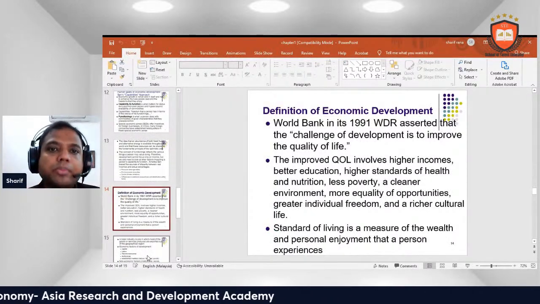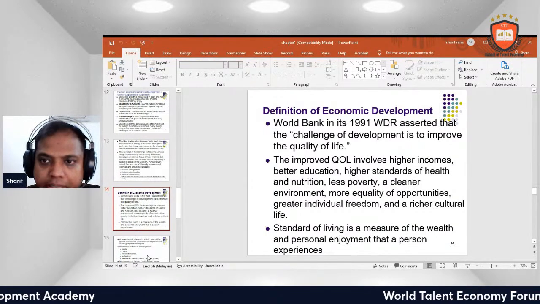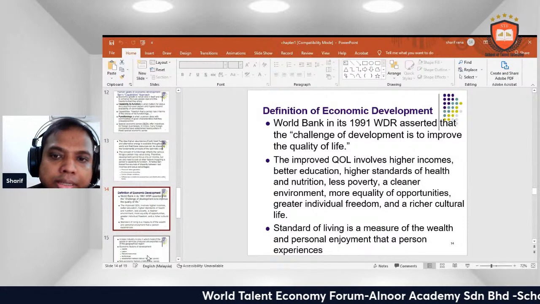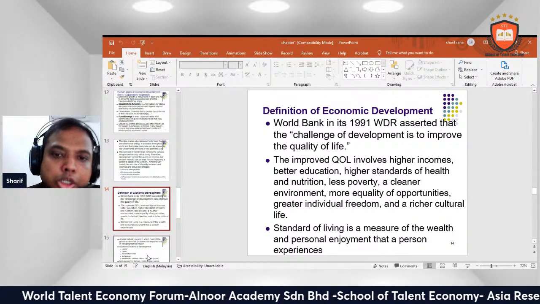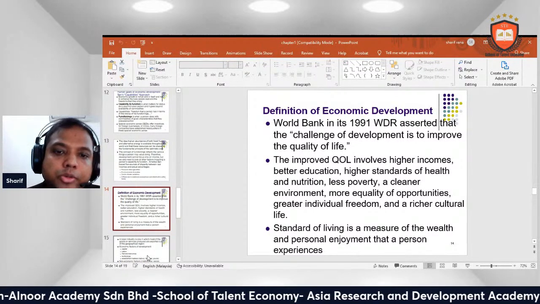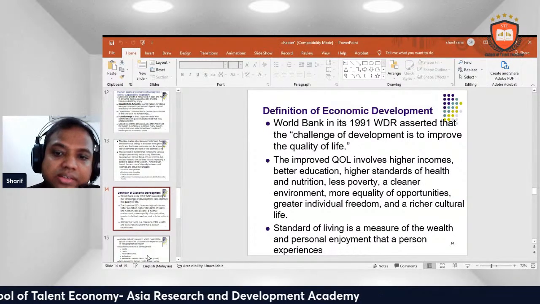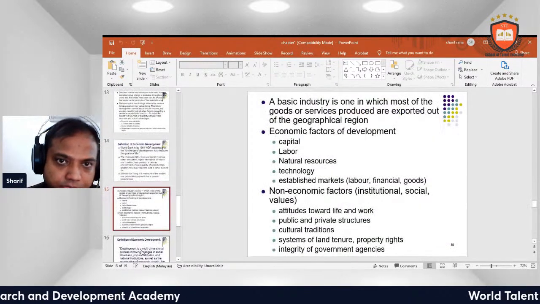Definition of economic development. The World Bank in the 1990 WDR asserted that the challenge of development is to improve the quality of life. Improved quality of life involves higher income, better education, higher standards of health and nutrition, less poverty, a cleaner environment, more equality of opportunity, greater individual freedom, and a rich cultural life. Standard of living is a measure of the health and wealth a person enjoys.